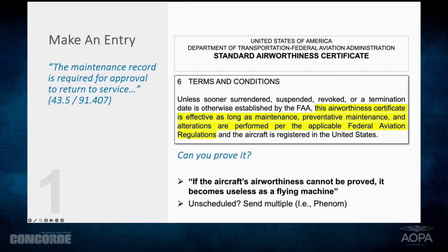Some folks at this point would say, hey, listen, pal, you haven't been out there: unscheduled maintenance, AOG in the middle of nowhere. How am I going to make an entry? That's okay. That's fine. I like what Phenom does. Phenom sends three. They give one to the owner, they send one in the mail, and they give one for the logbook. So they try to cover all the bases. And really it goes back to just try to be thorough and try to do the best that you can, right?